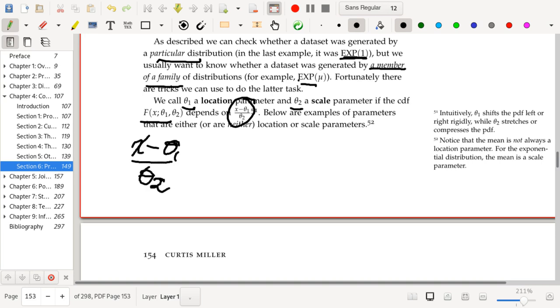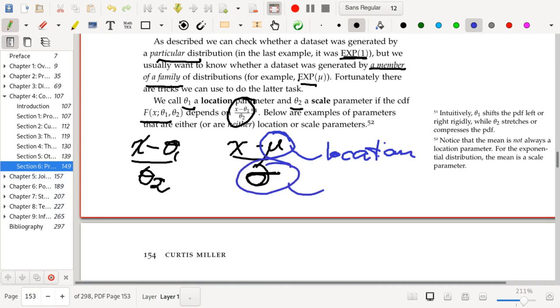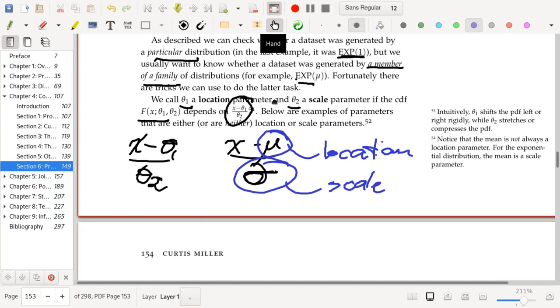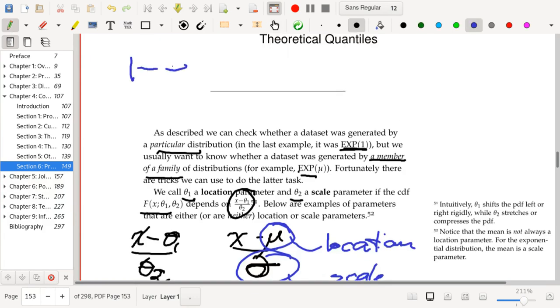So you've seen x minus theta 1 over theta 2 before. Think of x minus mu divided by sigma. You see that showing up in the PDF and in the CDF of normal random variables, and thus mu is a location parameter and sigma is a scale parameter. Additionally, you do see it in the exponential distribution, because its CDF looks like this: 1 minus e to the negative x over mu. Because of the x over mu part, you could say that mu is a scale parameter. So the mean is not always a location parameter. In the case of the exponential distribution, the mean is a scale parameter. It controls the scale of the resulting distribution.